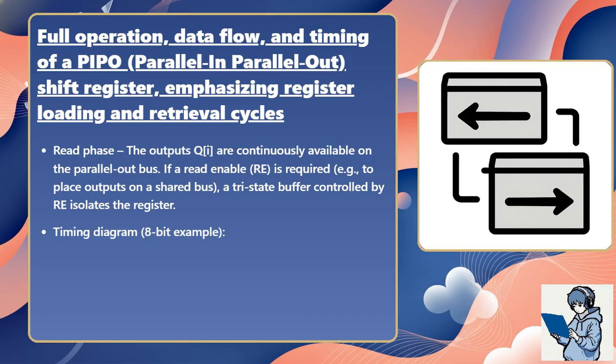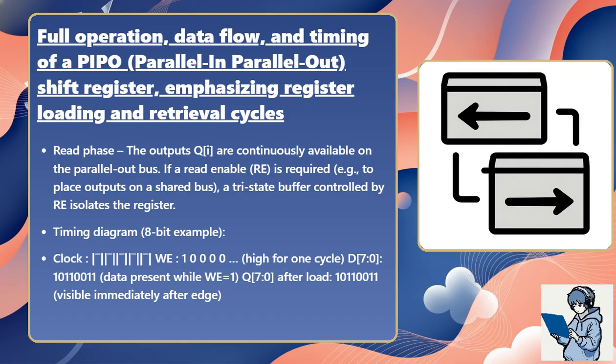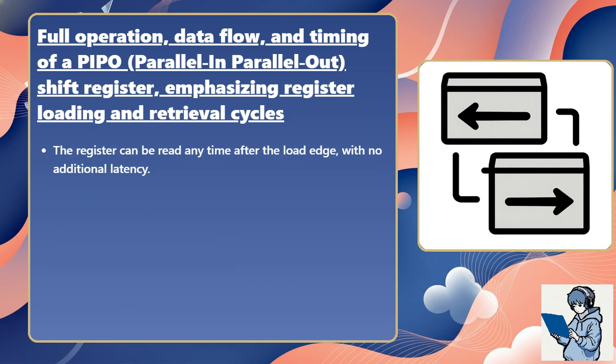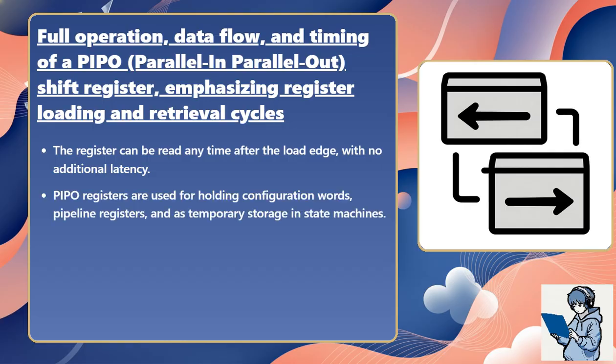Timing diagram: 8-bit example. Clock low, high, low, high, low, high, low, high, low, high, low. Write enable is high for 1 cycle. Data bus D7 to 0 is 10110011, present while write enable is high. Output Q7 to 0 after load is 10110011, visible immediately after the edge. The register can be read anytime after the load edge, with no additional latency.